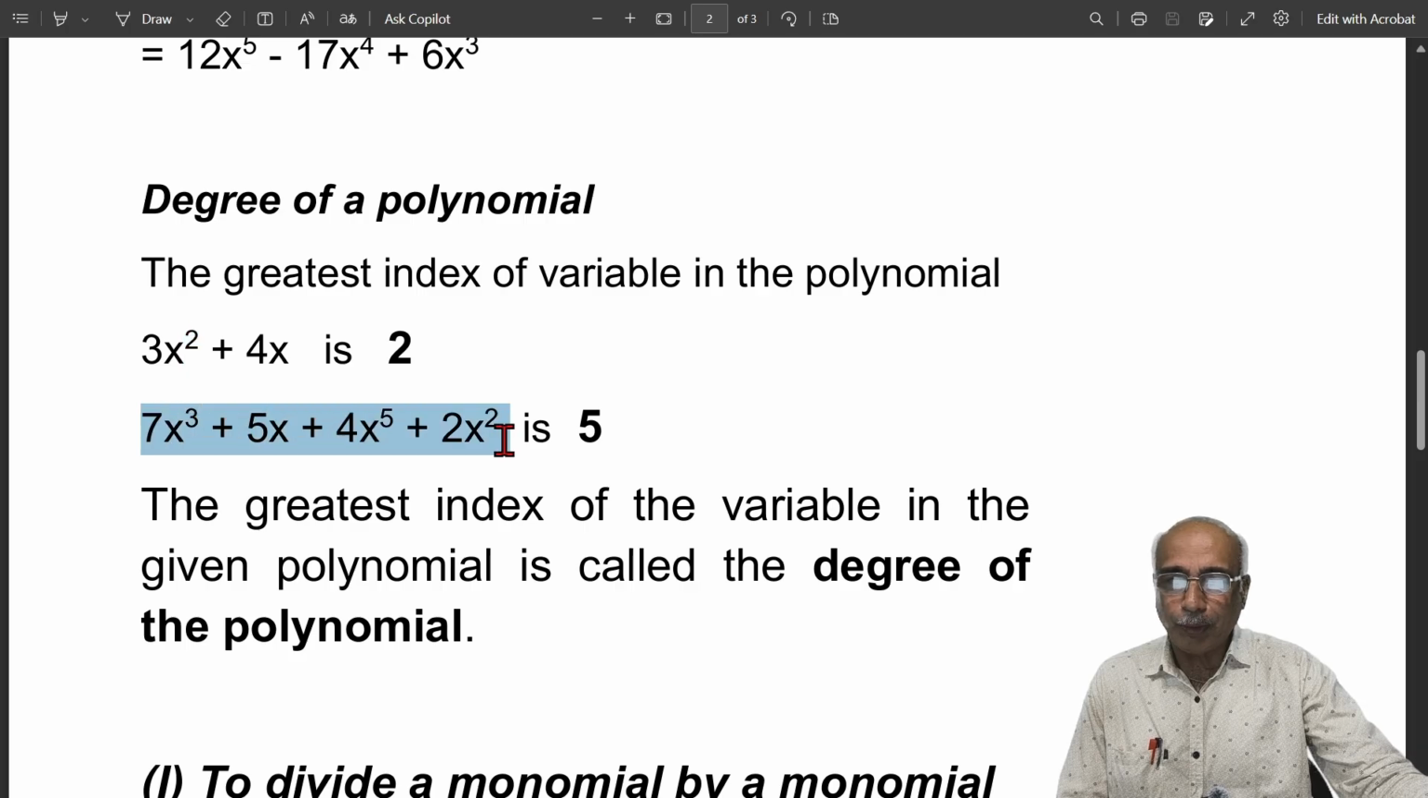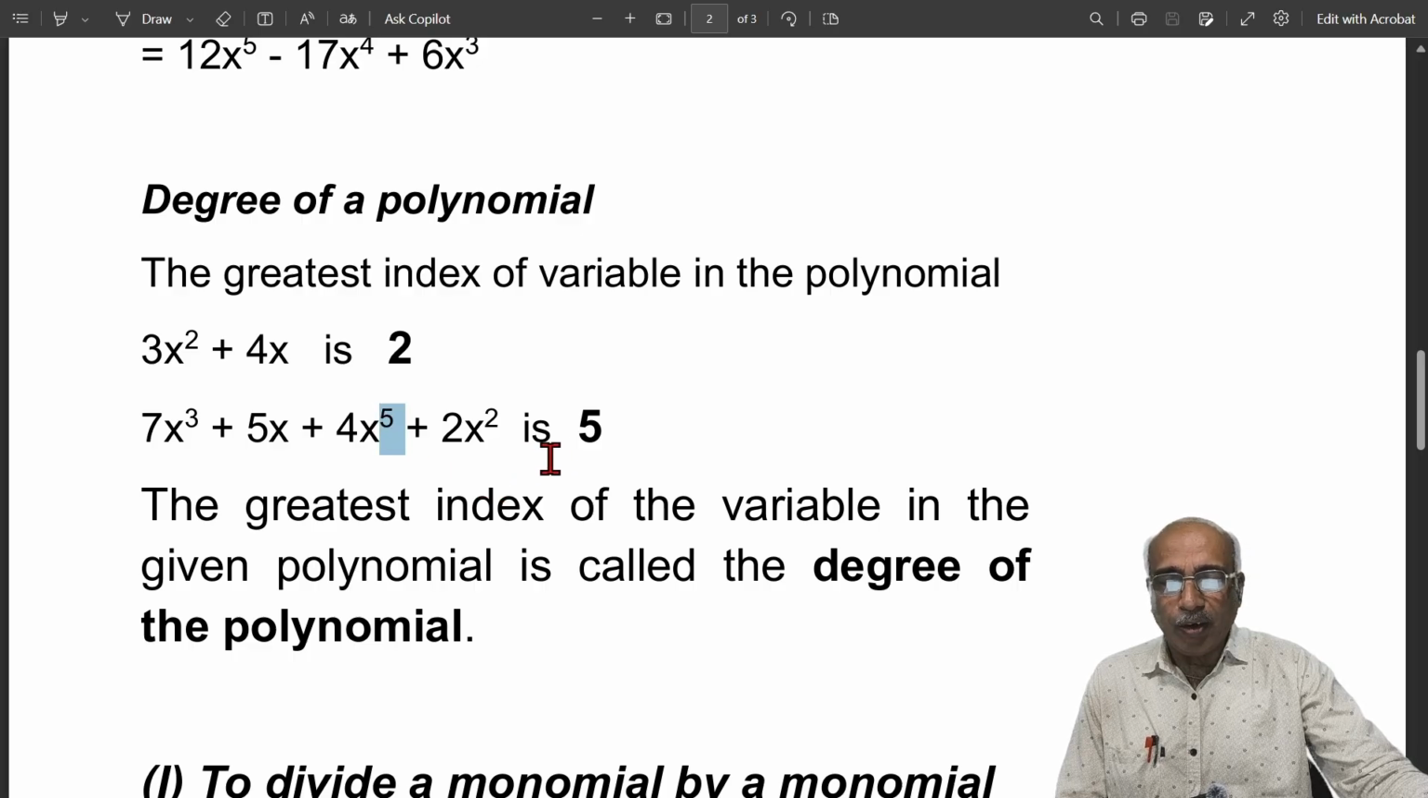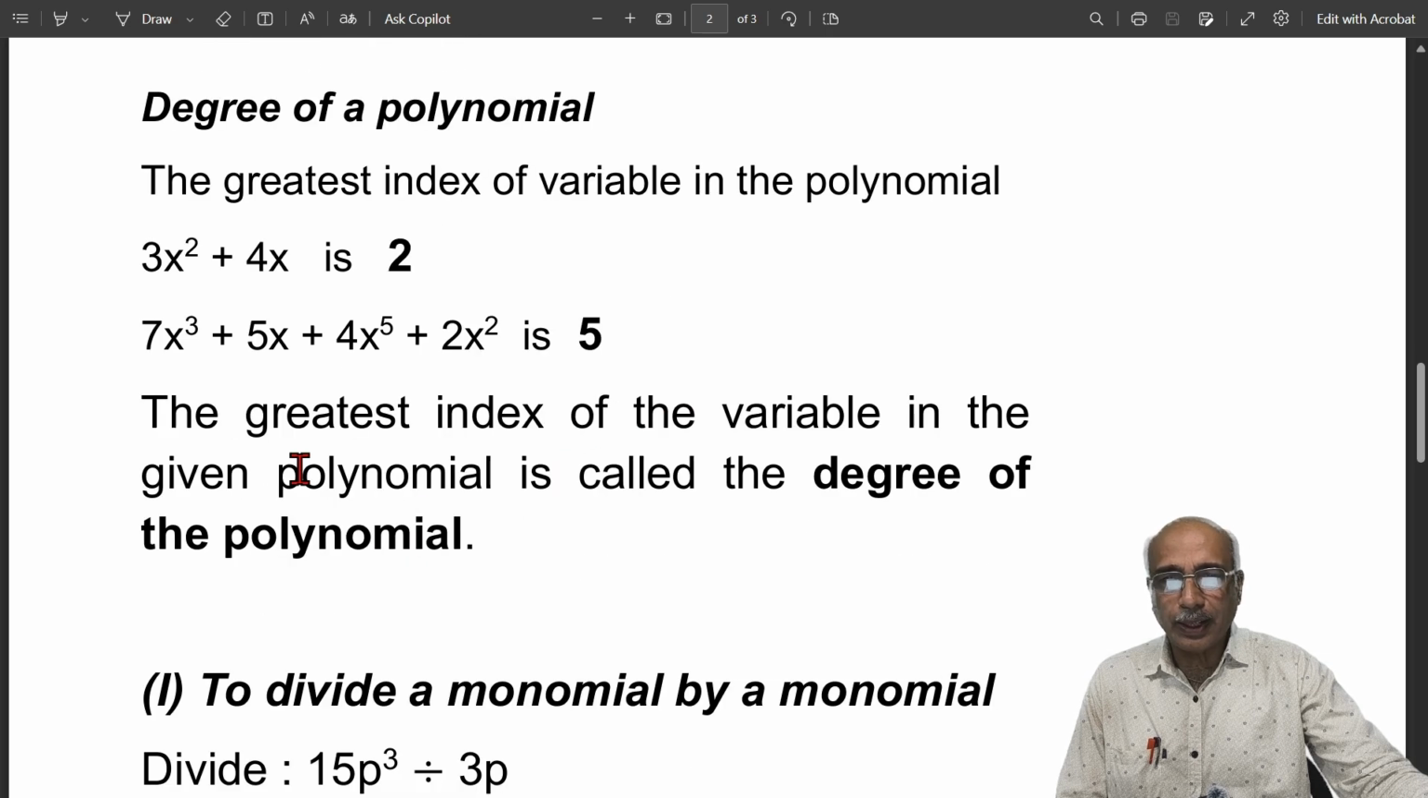Similarly, in this polynomial, 7x raised to power 3 plus 5x plus 4x raised to power 5 plus 2x square, your greatest degree of the variable is 5. So the degree of the polynomial here is 5. The greatest index of the variable in the given polynomial is called the degree of the polynomial.